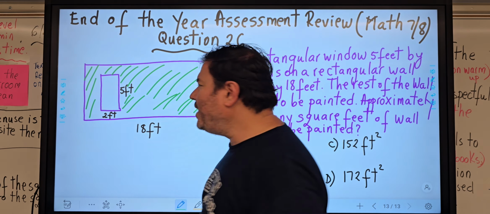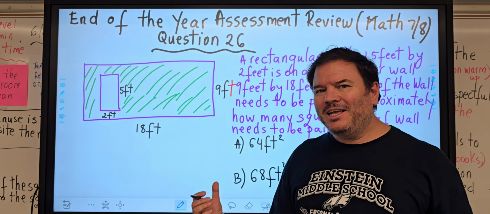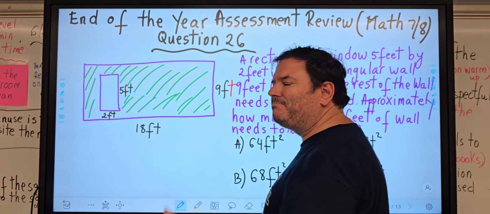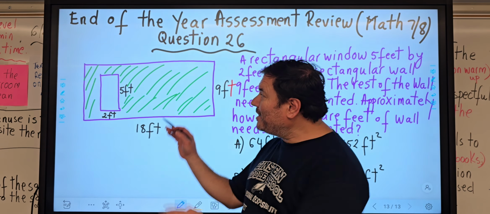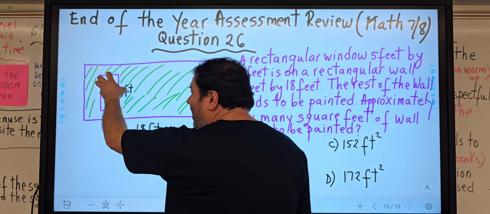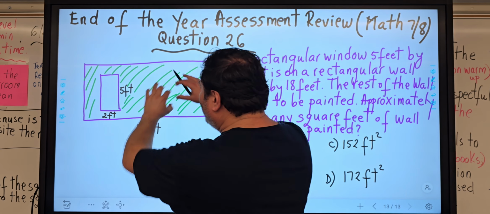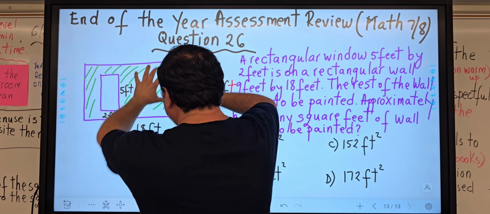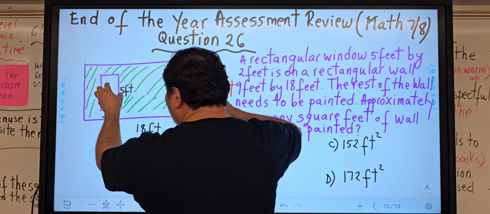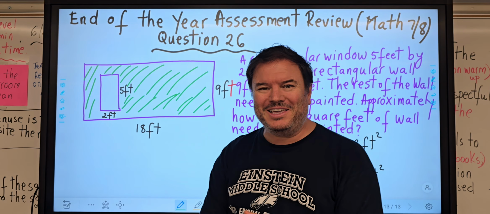What would be a good strategy for us to use to find the answer? First of all, we need to find the area of the entire wall. Once we find the area of the entire wall, we are going to subtract the area of the window, right? We got to take the window out of there, because we do not need that. We only need to paint this wall except the window. So we have to subtract the area of this rectangular window. Then that's it. We are going to get the answer.